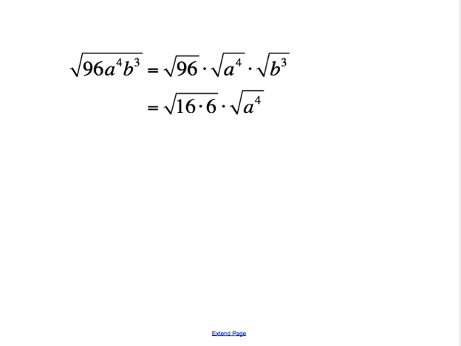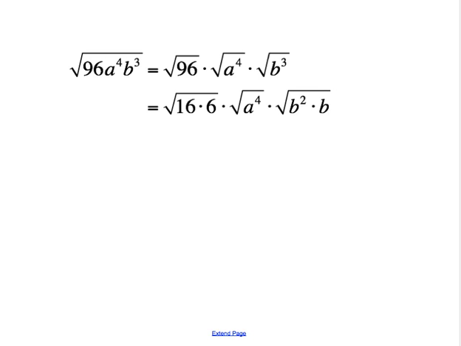Now, for our grand finale, here's a problem that has both numbers and variables in it. But I'm going to split this all up into separate square roots. So I'll write square root of 96, square root of a to the fourth, square root of b to the third. And I'll think about all these separately. First, I'll deal with the number. The square root of 96, I can rewrite as square root of 16 times 6. 16 is the largest square number that will divide 96. Square root of a to the fourth I can simplify, but I'm just going to hold on to it for now. And square root of b to the third I will write as square root of b squared times b.